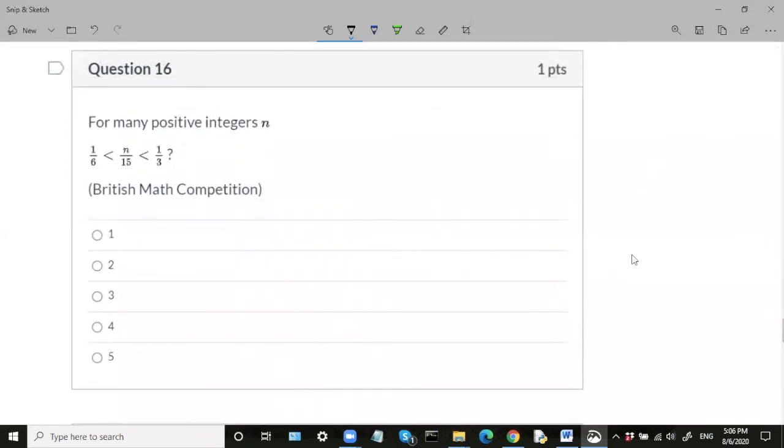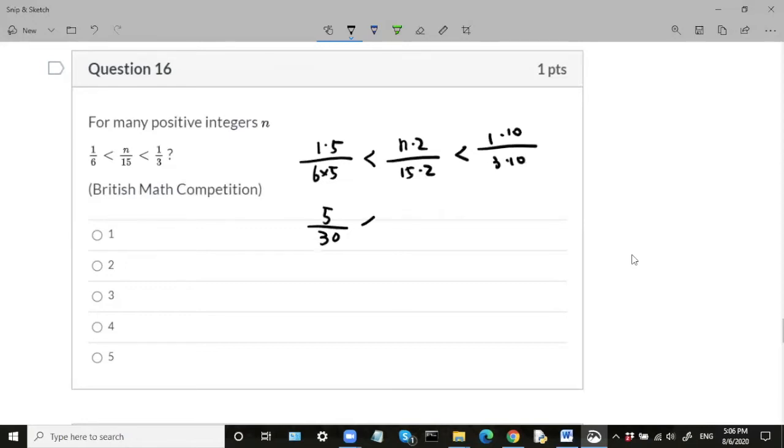Problem 16. For how many positive integers n would satisfy this inequality? Let's convert these 3 fractions to fractions having the same denominator. The least common multiple of 6, 5, 3 is 30, right? So we can convert like this: 1 times 5, n times 2, less than 1 times 10, so we have all the fractions with the denominator 30.